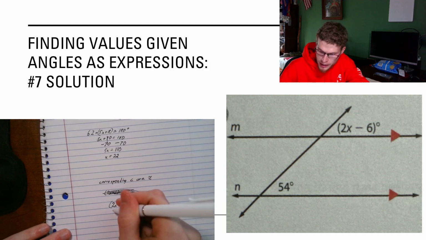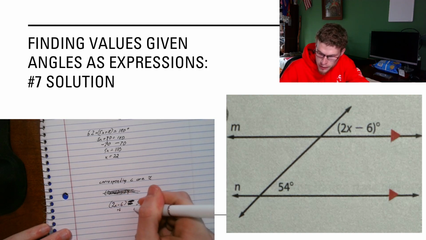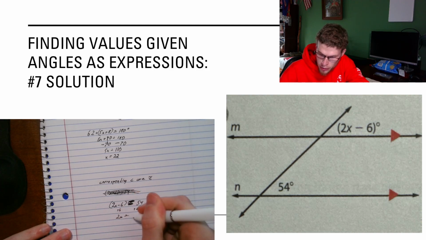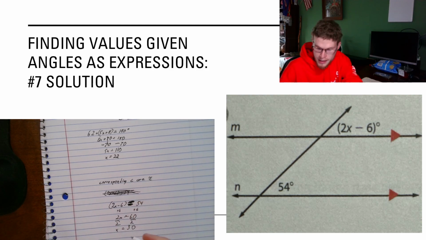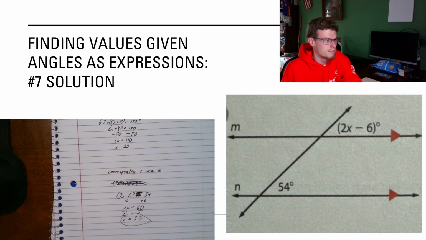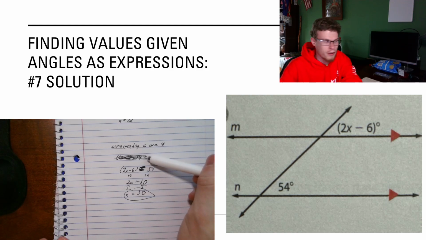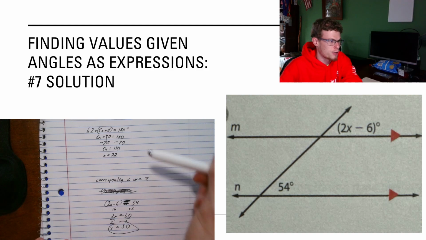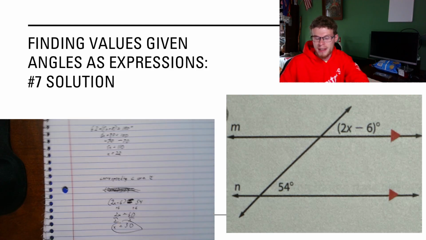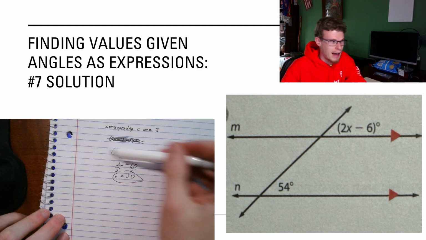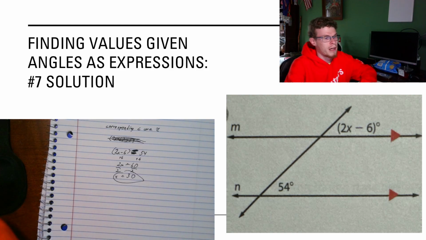Now we solve for x. We're going to add 6 to both sides first. That's 2x equals 54 plus 6, which gives me 60. Divide both sides by 2. Therefore, x is equal to 30. And that is, in fact, the correct answer. So be careful when you're differentiating between angles that are congruent and angles that are supplementary. I made the mistake myself. It's a pretty simple mistake to make. But again, identifying those relationships is a big deal when it comes to figuring out those solutions.